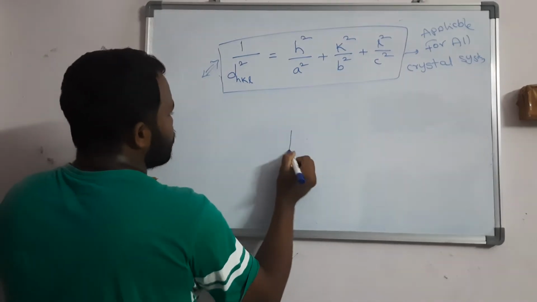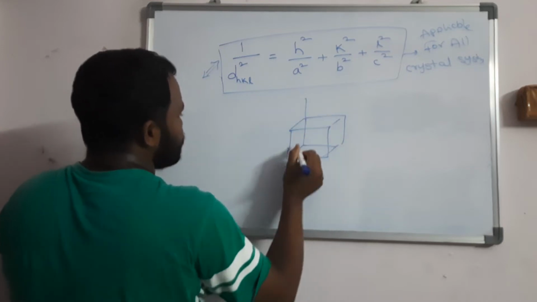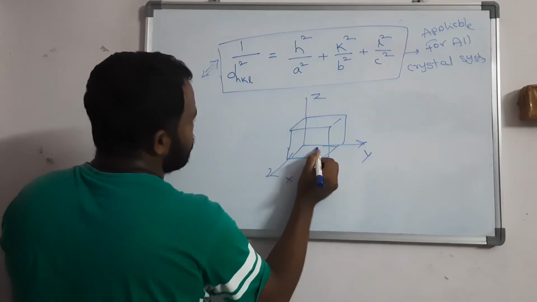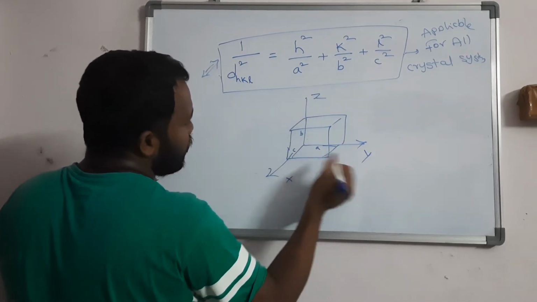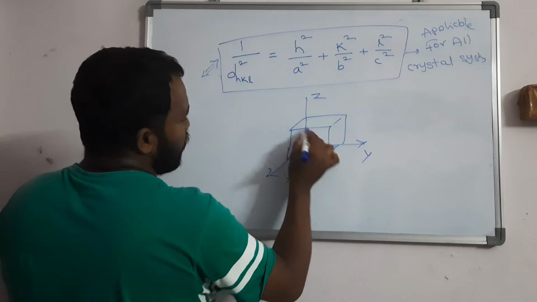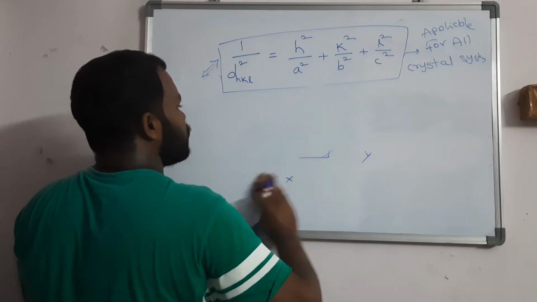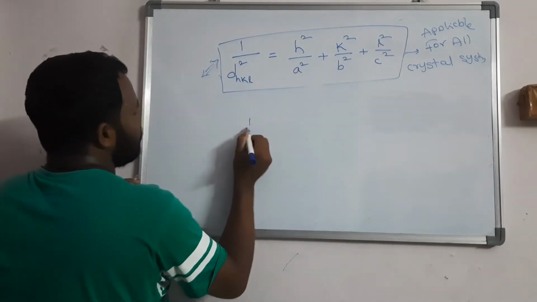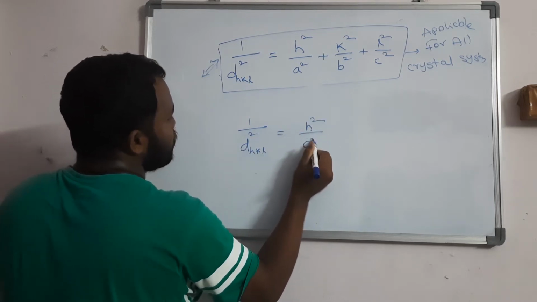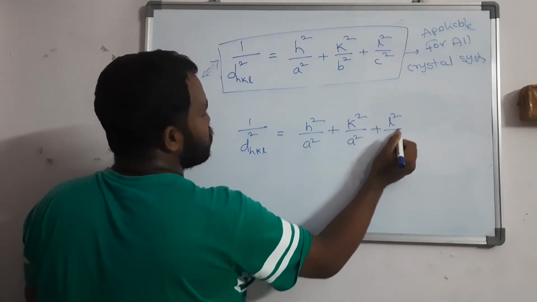Right, for cubic, what is a cube? Cube is like this, right? For cubic, if I say x-axis, y-axis and z-axis, a, b, c, all lengths are the same. You can say simply a. All lengths are the same, so a value is same, b value is same and c value is same. So I am going to take a single a. Then 1 by d square hkl is equal to h square by a square plus k square by a square plus l square by a square.